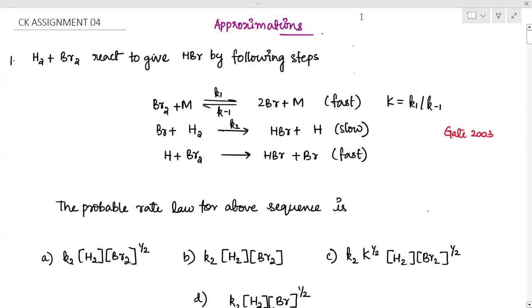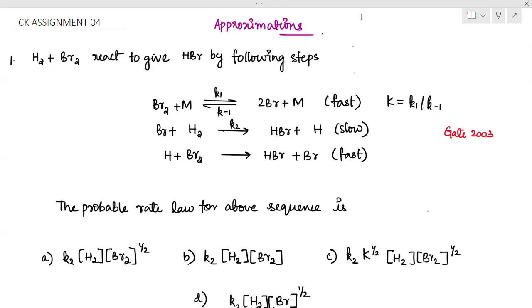Hello, everybody. So this assignment is exclusively curated regarding the questions of approximations that are used in determining the rate of the reaction. Okay, so we have 10 questions. Let's start.